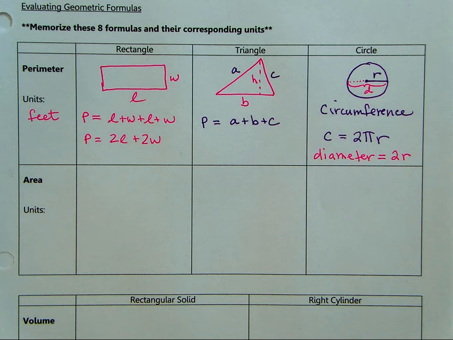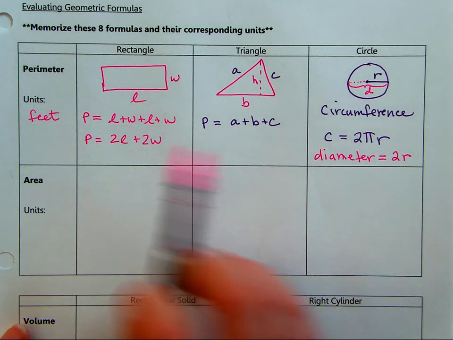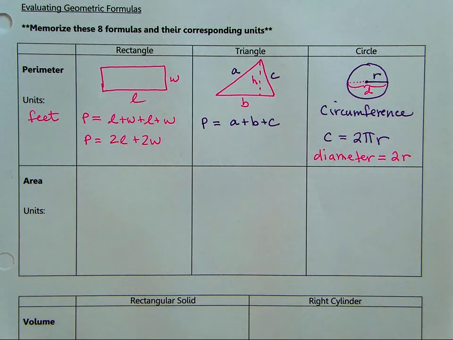I like to remember just one formula, and I know if I have the diameter, I can cut it in half and get my radius. So these all have linear units, just basic units: centimeters, feet, meters, right?